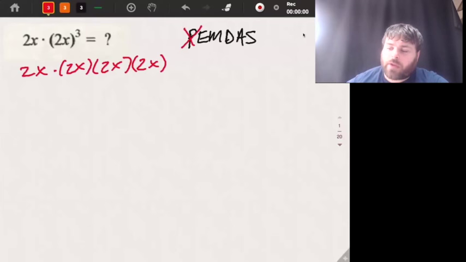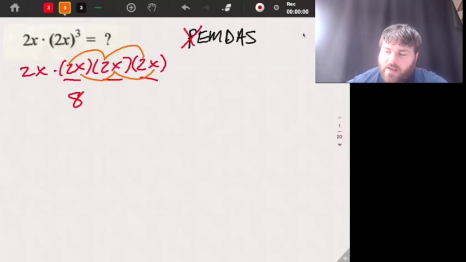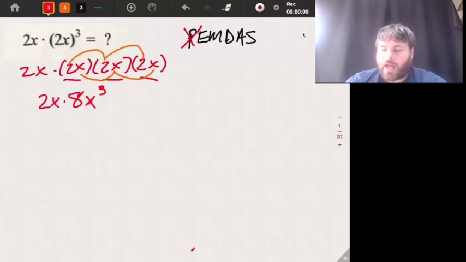So when I multiply 2x times 2x times 2x, I know that I multiply the numbers first. So 2 times 2 times 2, that gives me 8. Then I'm going to multiply the variables, x times x times x. And that gives me x to the third power. Now remember, there's still this 2x being multiplied by that. So I need to do that at the end as well.